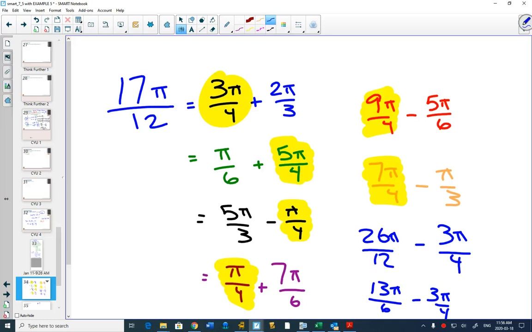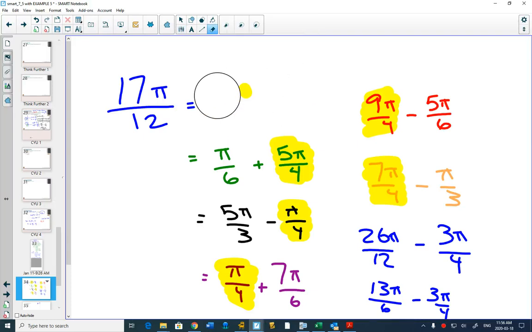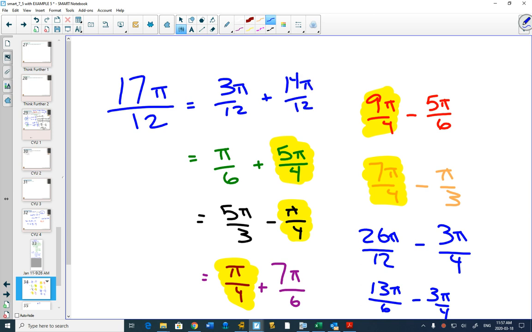So if you're trying to find something that works to be 17 pi over 12, you start with any pi over 4 that you want to, positive or negative. In fact, if you started with pi over 4, that's 3 pi over 12. What would you have to add to get 17? You'd have to add 14 pi over 12. That's not hard to figure out. Now, when you reduce that, can you see, hey, you got that one.